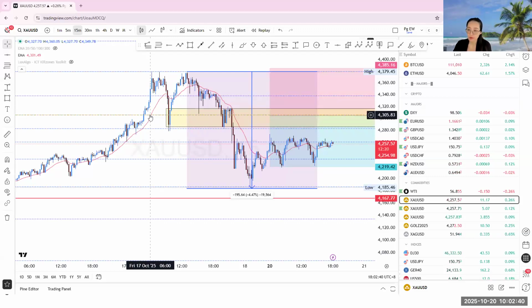Usually on Friday I don't trade, because based on my data, I record my trades, right? On Friday I lose more than I win. So I try not to trade on Friday. Friday I do other things instead.